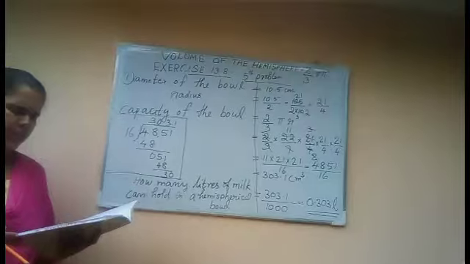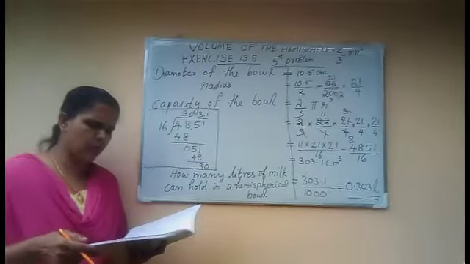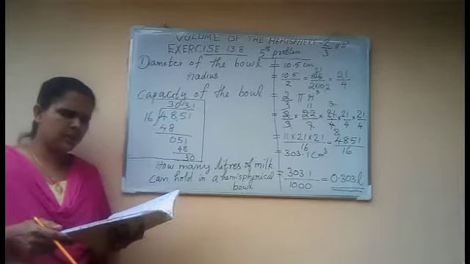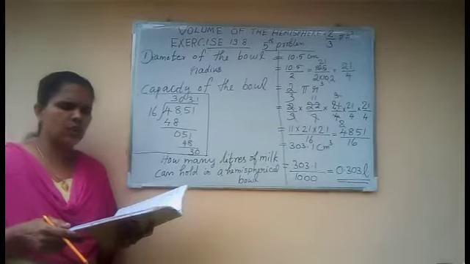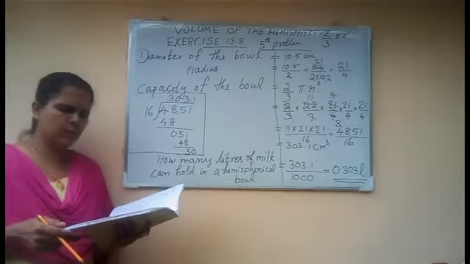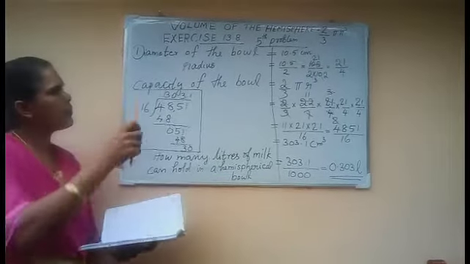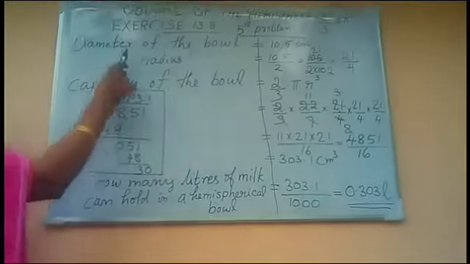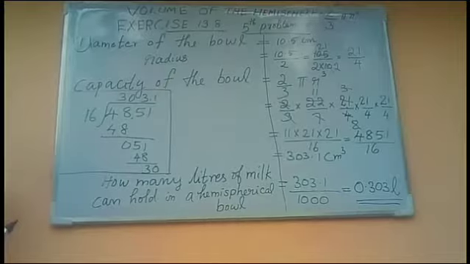How many liters of milk can a hemispherical bowl of diameter 10.5 centimeter hold? That means the capacity of the hemispherical bowl. Diameter of the bowl is equal to 10.5 centimeter.